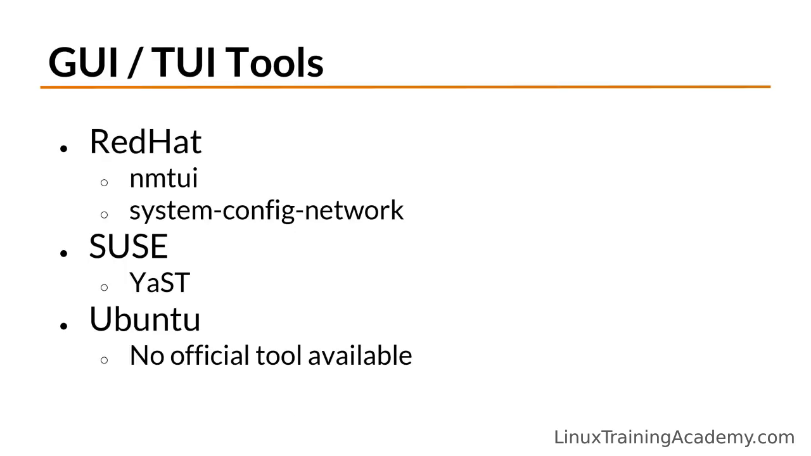Instead of manually editing network configuration files, some distributions supply GUI or TUI tools. GUI stands for Graphical User Interface, and TUI stands for Textual User Interface. Red Hat supplies a TUI called nmtui. You could run nmtui as root and use the simple menu-driven interface to configure your network devices. Older versions of Red Hat include a very similar utility called system-config-network. You can use YaST, which stands for Yet Another Setup Tool, on SUSE systems. At the time of this recording, there are no official Ubuntu network configuration tools available.